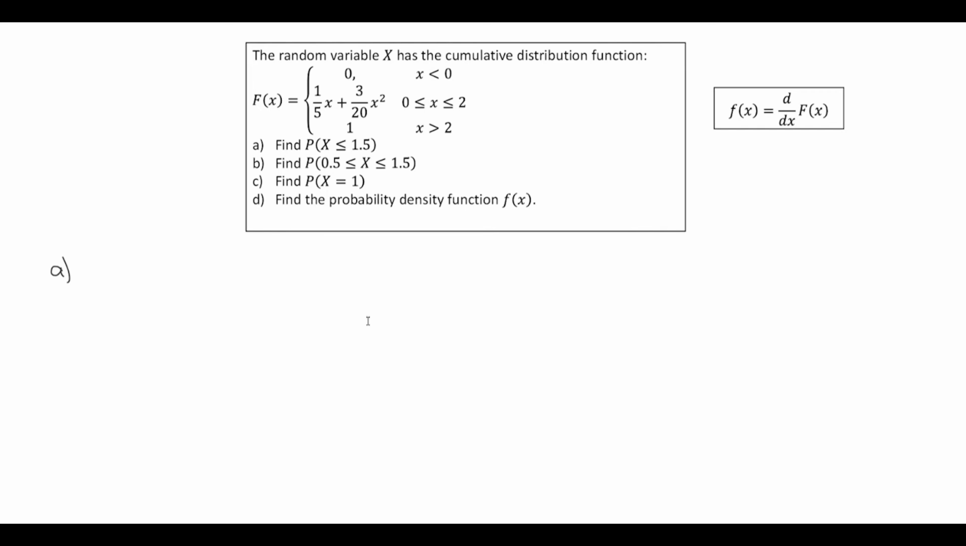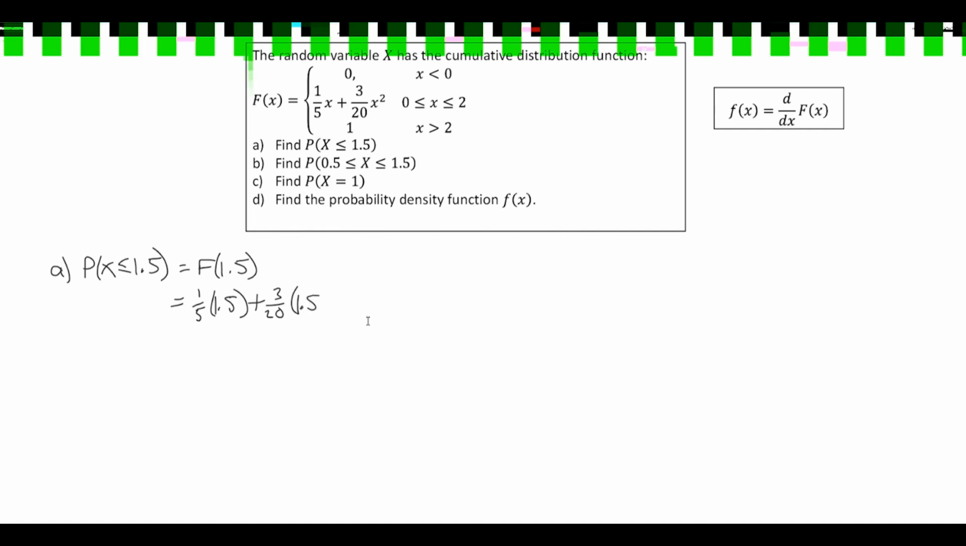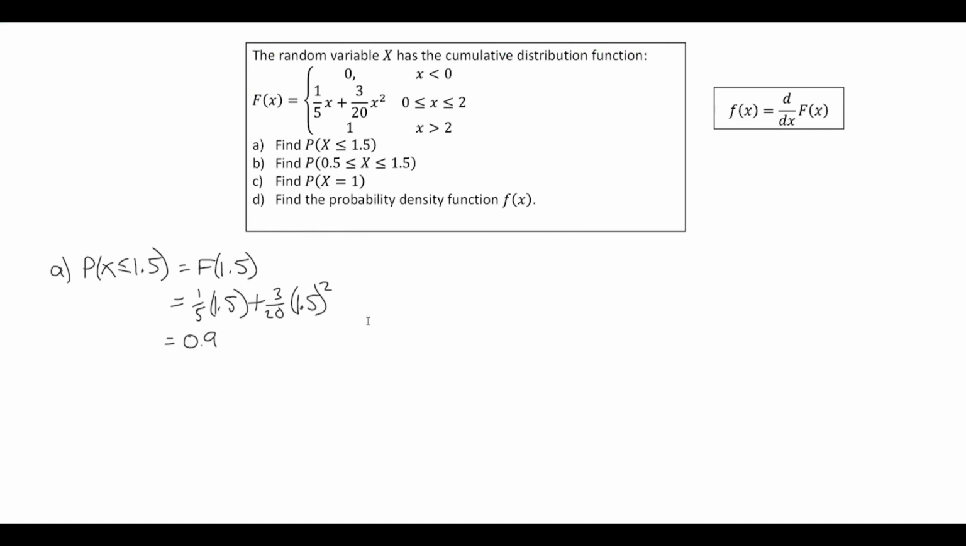So, this is the purpose of the cumulative distribution function. We want to be able to substitute in a value and find the probability that it's less than this particular value. So we're just going to substitute 1.5 into this function. If there were multiple intervals, we'll just choose the valid function for the value we're working with. Okay, so this is 1/5 of 1.5 plus 3/20 times 1.5 squared, and that gets us 0.975.